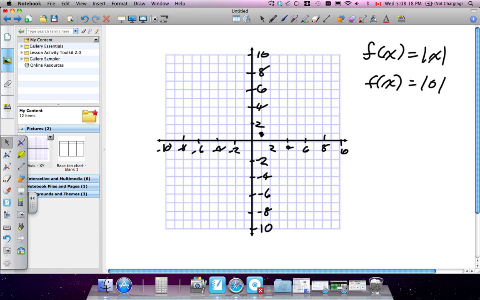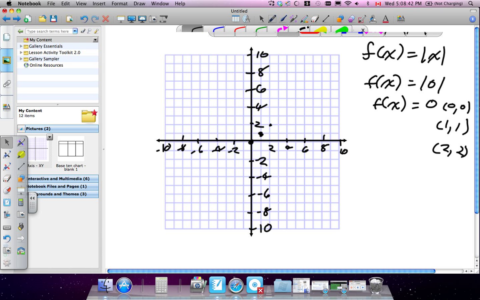We know when x was 1, we got 1 and 1. What about when x is positive 2? We're going to get 2 and 2. Pretty straightforward. That's a simple graph. So in other words, we have a diagonal line, 45 degrees. Now, the tricky part is when we have negatives.